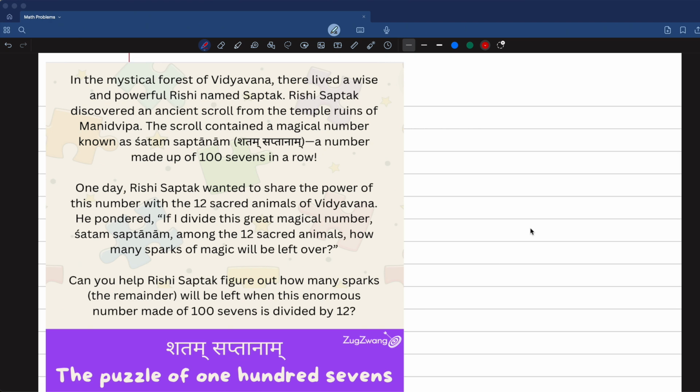One day, Rishi Saptak wanted to share the power of this number with 12 sacred animals of Vidyavana. He pondered, if I divide this great magical number among 12 sacred animals, how many sparks of magic will be left over? Can you help Rishi Saptak figure out how many sparks, the remainder, will be left when his enormous number of 100 sevens is divided by 12? This is the puzzle of Shatam Saptanam, the puzzle of 100 sevens.